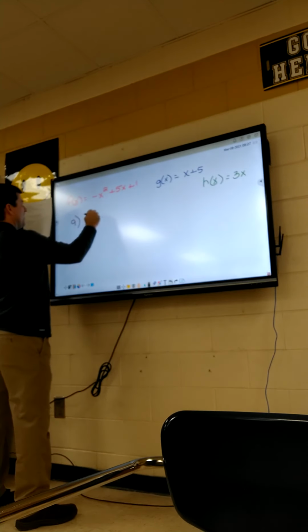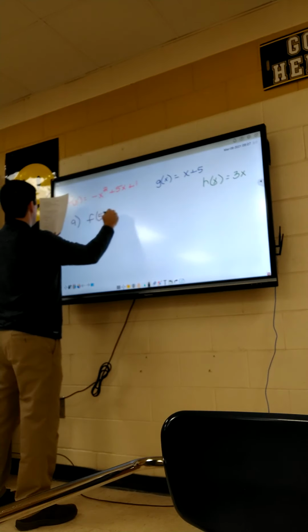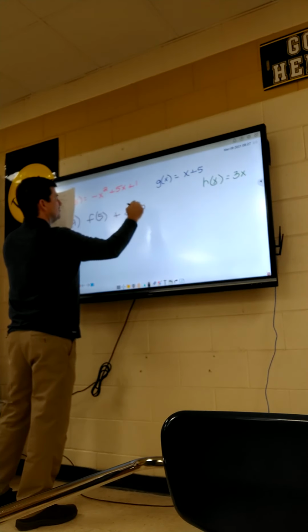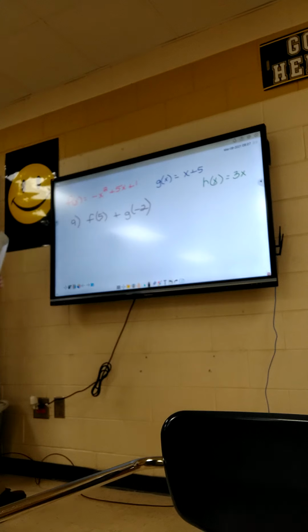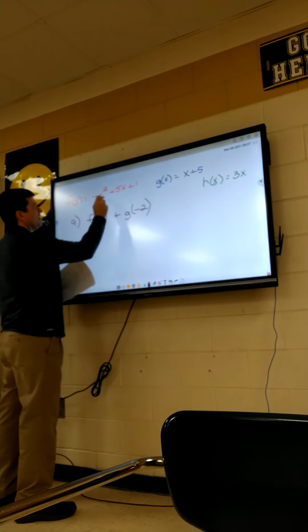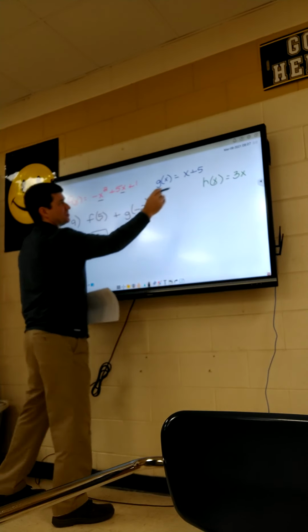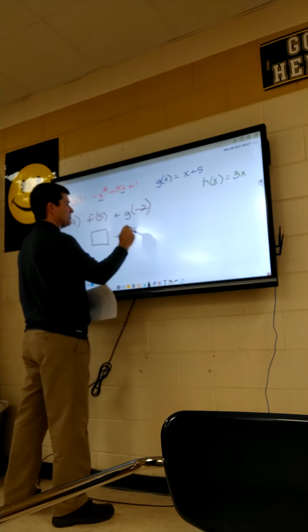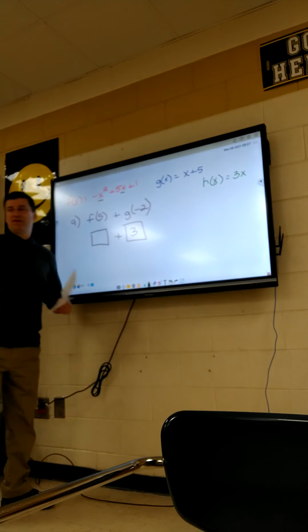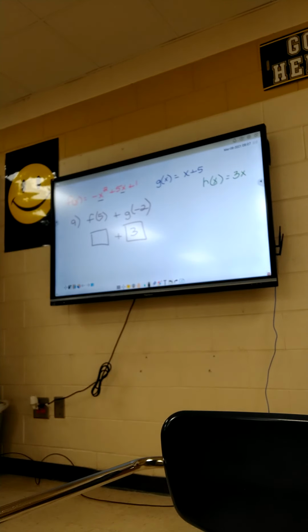9 says f of 5 plus g of negative 2. All right, so you're going to need your calculator. You're going to have to plug 5 in here and here, get a number. Negative 2 right here. Negative 2 plus 5 is 3. And then you'll add them together at the end. So take your calculator. Y'all plug the 5 into f, both places, see what you get.